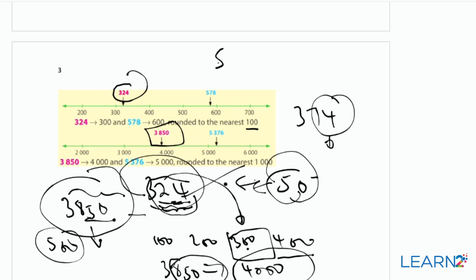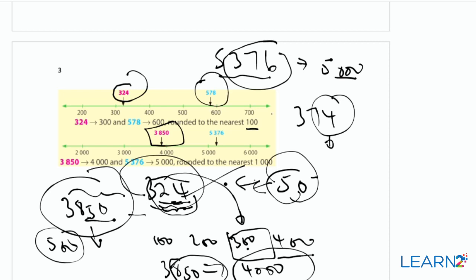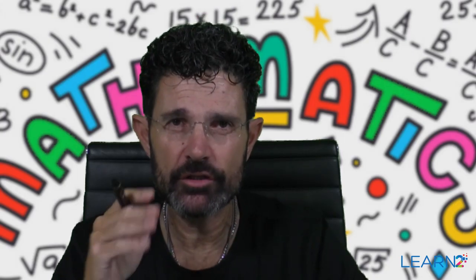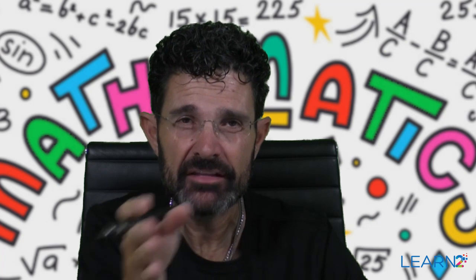What about the number 5,376? If we're rounding that to thousands, this 376 is less than 500, so therefore we're going to take it back down to 5,000. What about the number 576? I want to round this to the nearest 100. The 76 is bigger than 50. We need to go up. The next 100 after 500 would be 600. So all you need to do is look at the digits after what you're rounding. If they're bigger than 50 or 500 or 5,000, you go up. If they're less than the 5 or the 50 or the 500, then you go down.